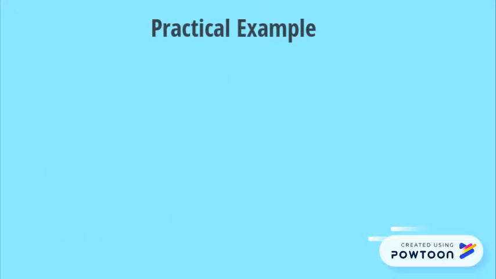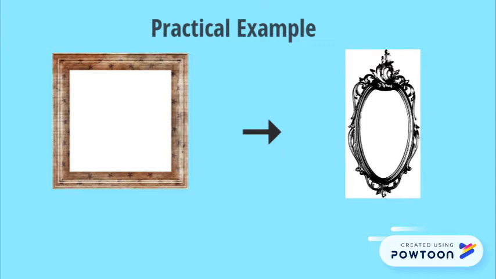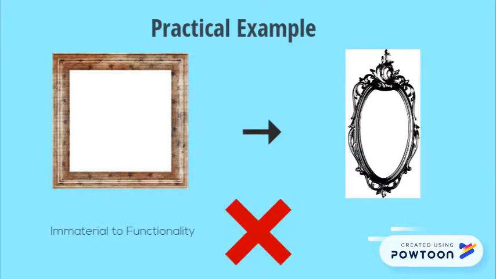Furthermore, a change in the shape of the frame to one which is circular, while being a slight deviation, would be recognized as immaterial to the functionality of the frame and therefore be classified as an infringement.